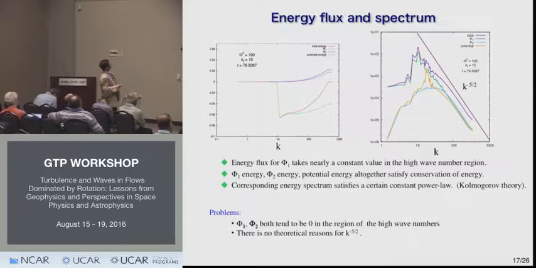So the energy flux for phi 1 takes nearly a constant value in the high wave number region. And phi 1 energy, phi 2 energy, and potential energy together all satisfy conservation of energy. And the corresponding energy spectrum satisfies a certain constant power law. But the problem is phi 1 and phi 2 both tend to be zero in the region of high wave number. There's no theoretical reason for k to the minus 5 halves.